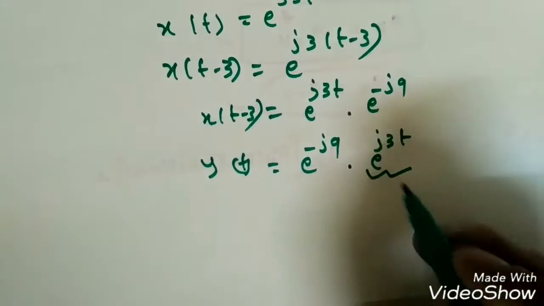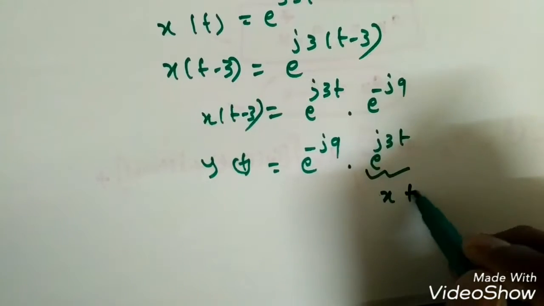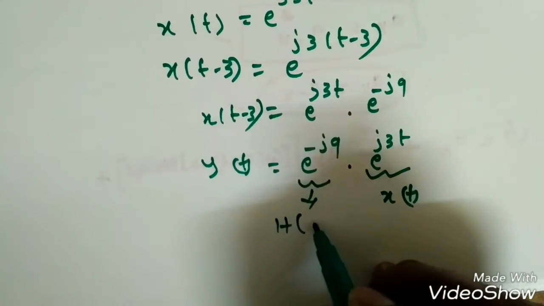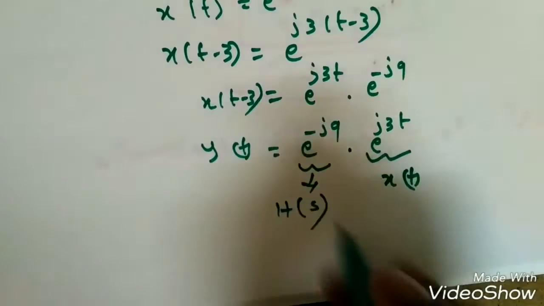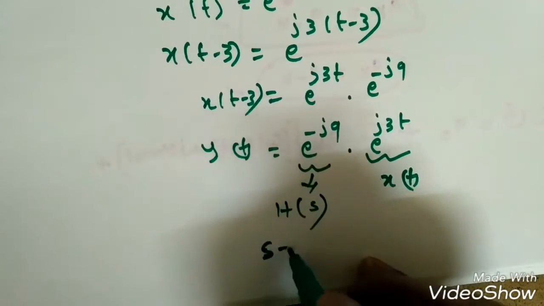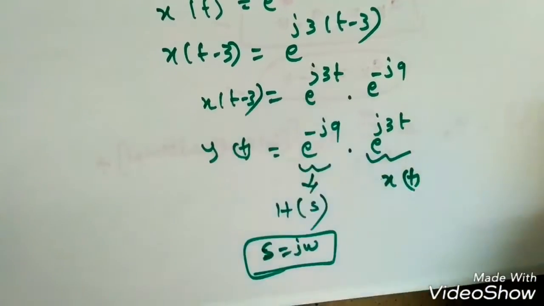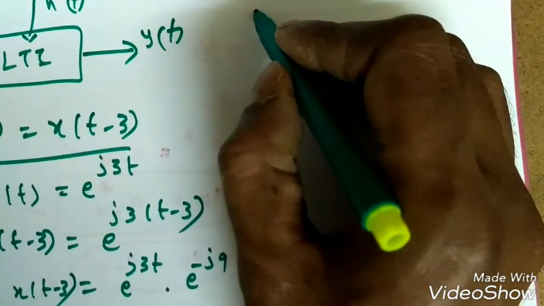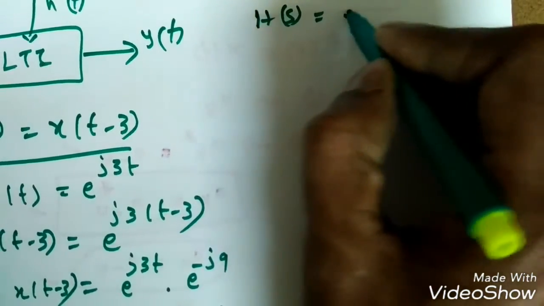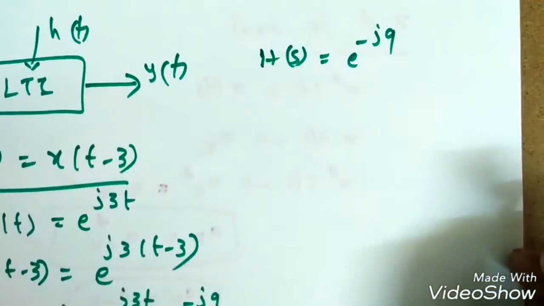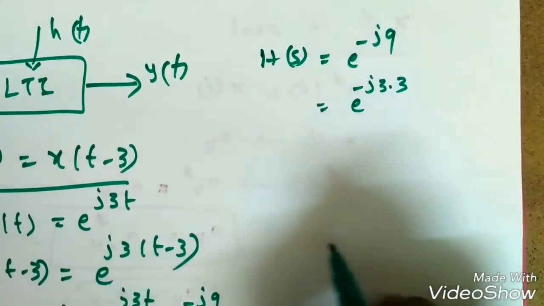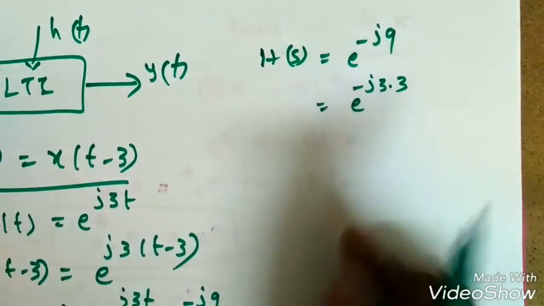So this is the eigenfunction, which is called x of t, right? Now what is this? This is called h of s, right? I told you s is equal to j into omega. Now if I substitute s is equal to j omega, h of s is equal to e power minus j 9, right? So it can be written as e power minus j 3 into 3, right? Yes or no? See here.